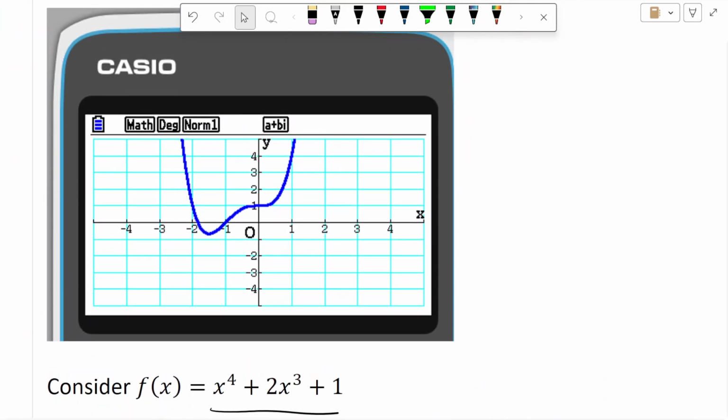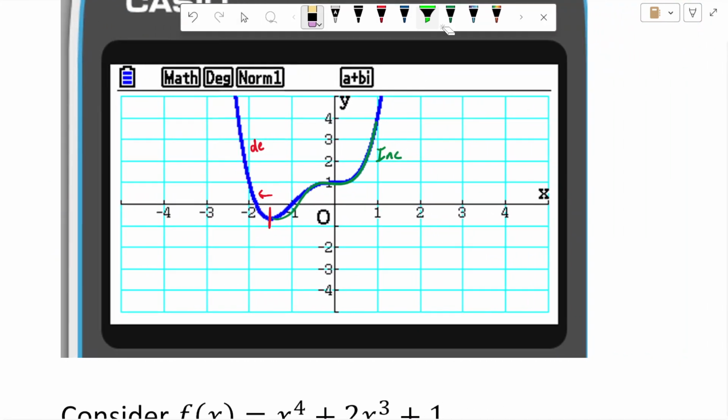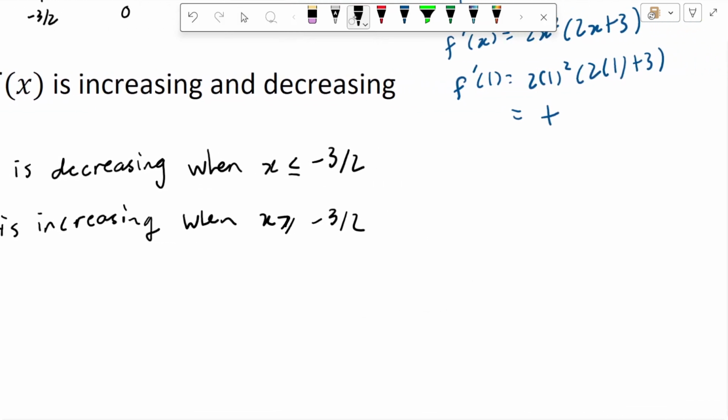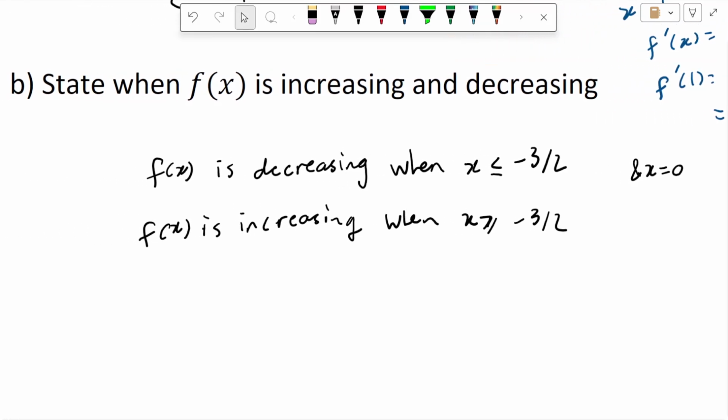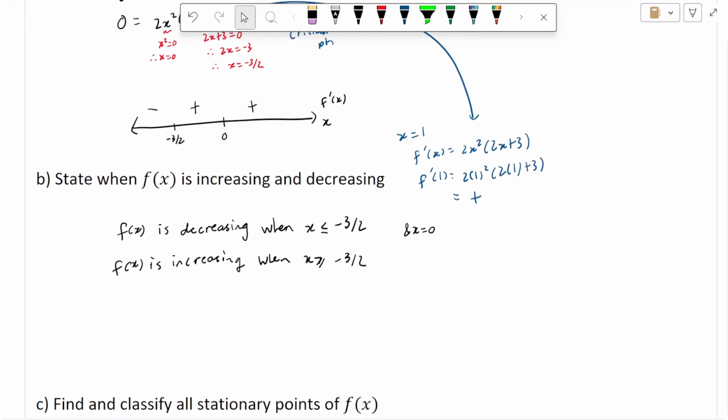So for this graph, for example, basically what we've said is that this little section there is where it was decreasing, so going downhill, and then the section up here is where it's increasing. Now, if we want to be really, really cheeky, technically, it's also decreasing at x equals 0, that single point, because it's flat at x equals 0. So you just have to be very careful about that definition.